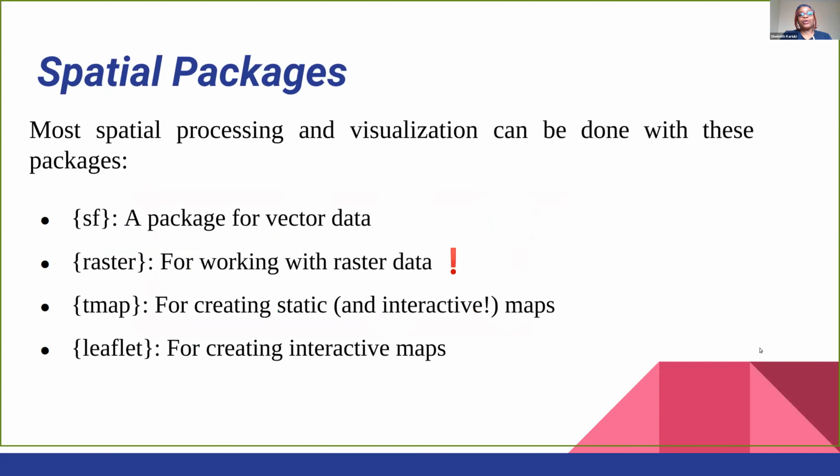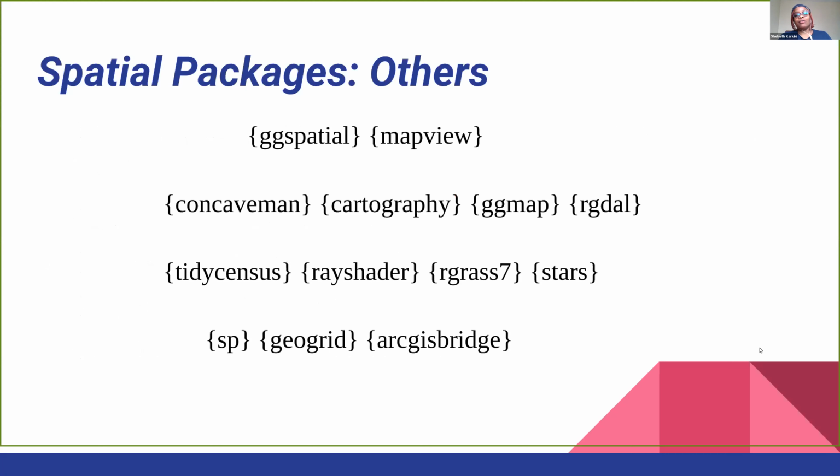There are various spatial packages that are used today, and these are the most popular ones. For those who know about GIS data, we have vector data and raster data. sf is used for handling vector data, while raster is used for handling raster data. Then we have tmap for creating static and interactive maps, and leaflet for creating interactive maps. And these are not the only packages that exist. These are packages that are commonly used today. We have other packages.